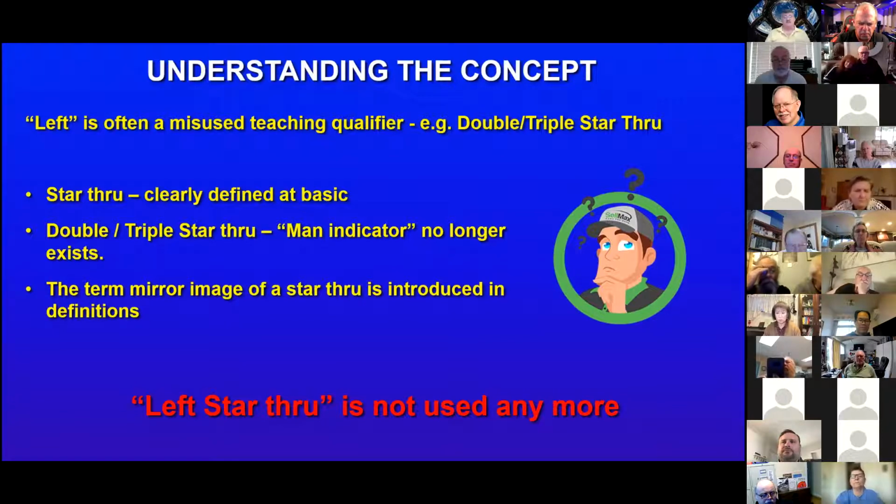It's not. The best example of this is, of course, at the Advanced level, the movement double or triple star through. Although left star through is no longer deemed proper, the terminology is often still used for clarification prompts. For example, star through, left star through, new person star through, and that's how a quick prompt of triple star through is done. So to clarify this, let's have a look at this basic movement.